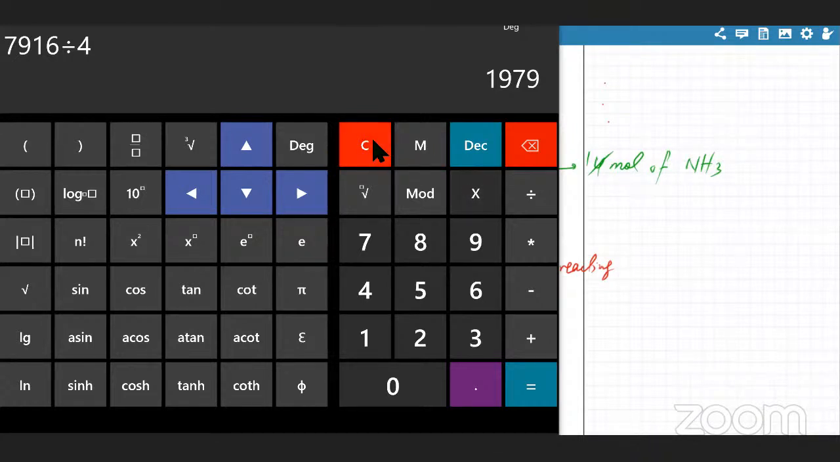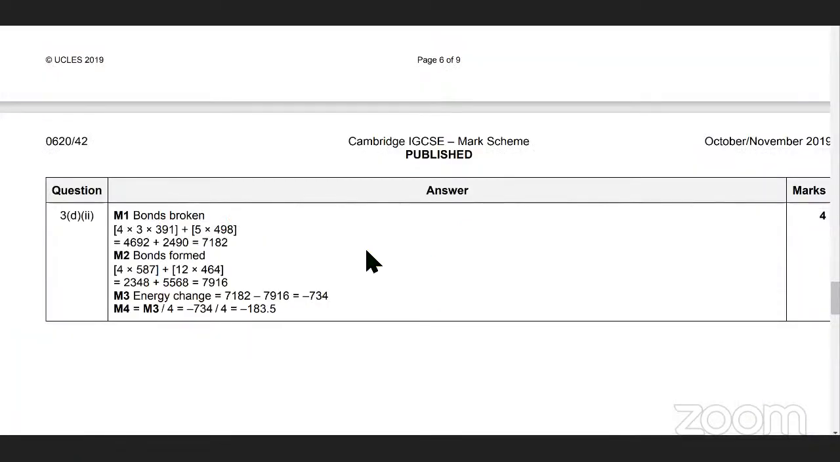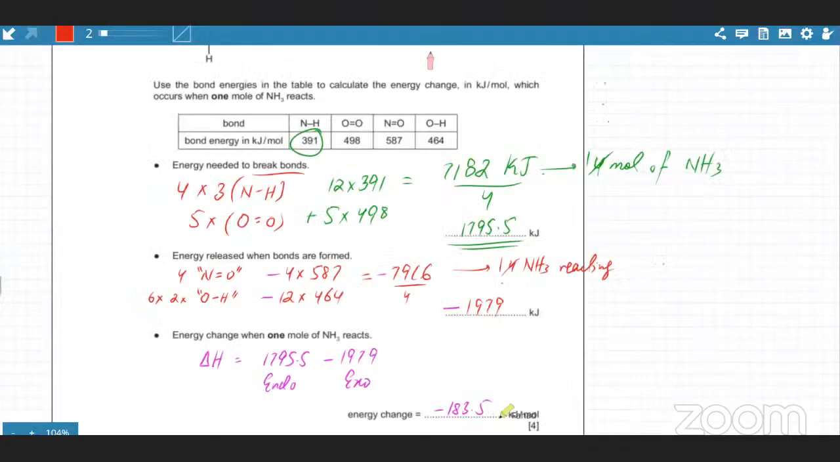So it's minus 1979 and plus I need to add 1795.5, and I'm getting minus 183.5. So I'm getting minus 183.5. So you can have that answer checked. That's minus 183.5 as well.